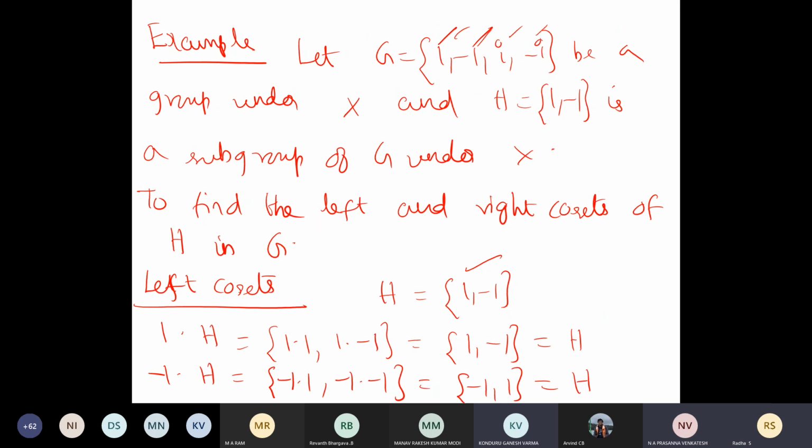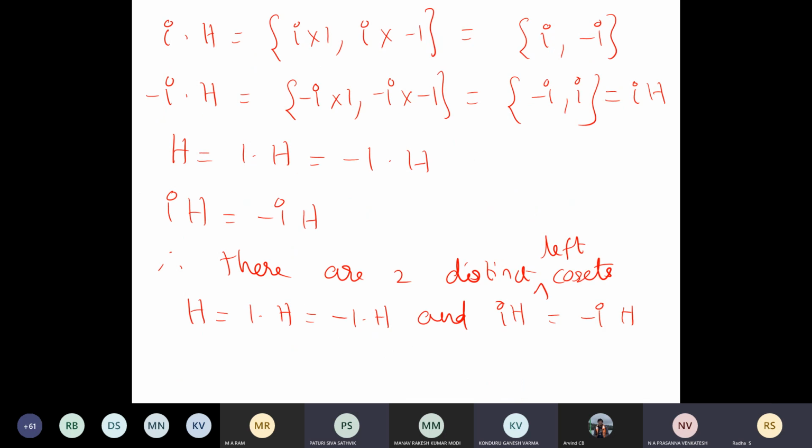Excuse me, ma'am. Tell me. Ma'am, I into H is different, whereas minus I into H is different. Where is it different? Check. Okay, same element I. Yes, ma'am. Okay, no problem. They are actually same, but they are written as a set. They represent the same set, right?